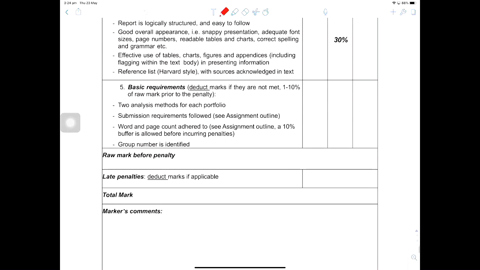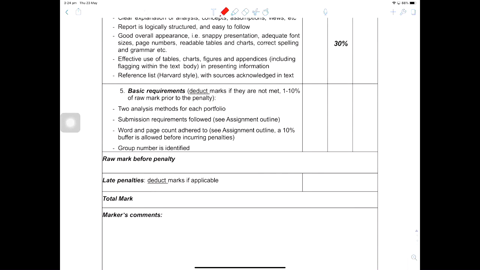So lastly, the basic requirements. So if you run one analysis method, you're going to get some penalties from here. And also submission requirements followed. It's essential that when you upload the file, you include your group number. So when we download the files, they're going to be by each group.